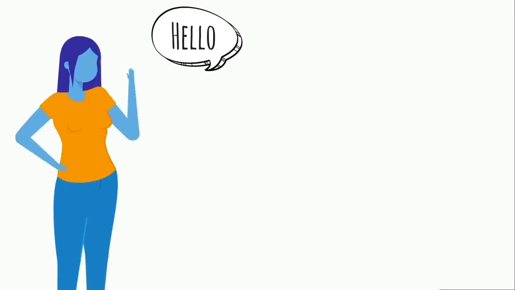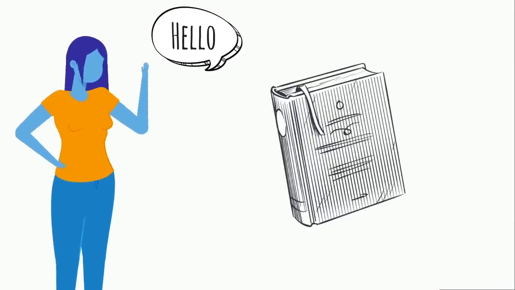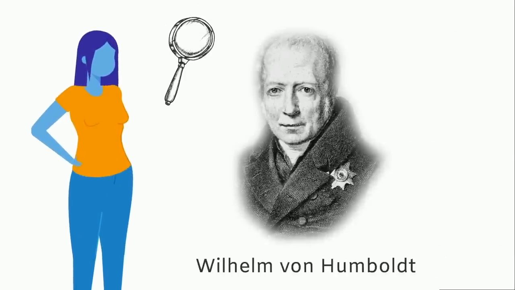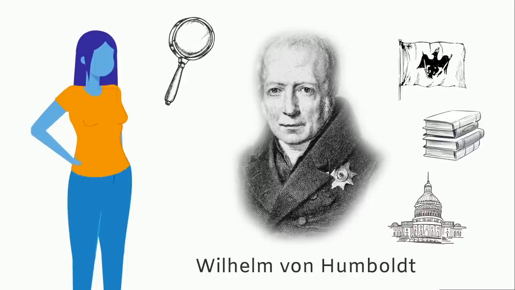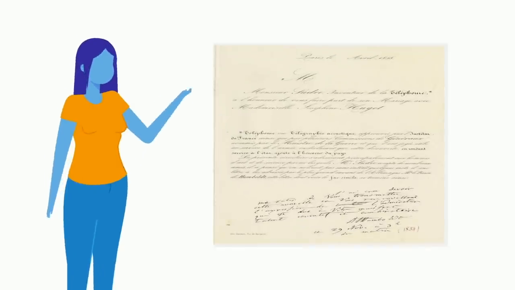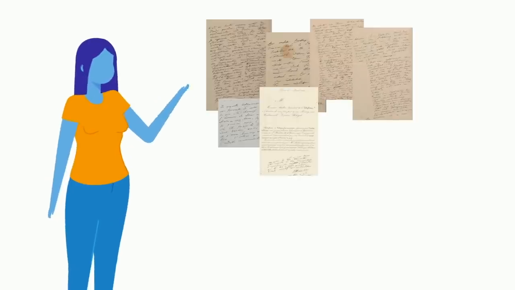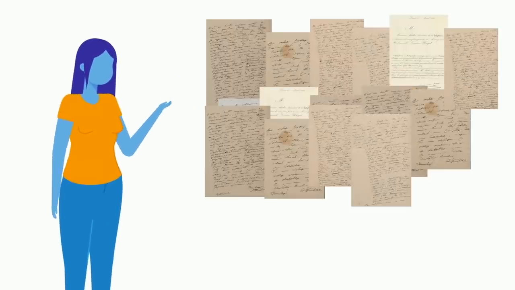Meet Marianne. She's a literary historian planning a research project on Wilhelm von Humboldt, an 18th century Prussian scholar and government functionary. Marianne is interested in Humboldt's writings on education reform. Her starting point is a corpus of letters he exchanged with colleagues over the course of 15 years.